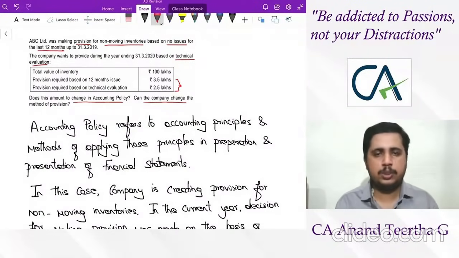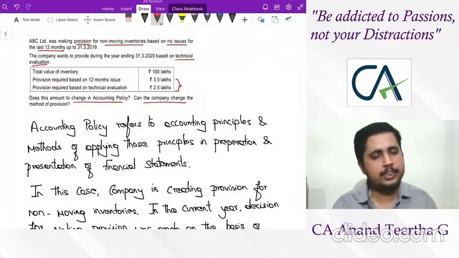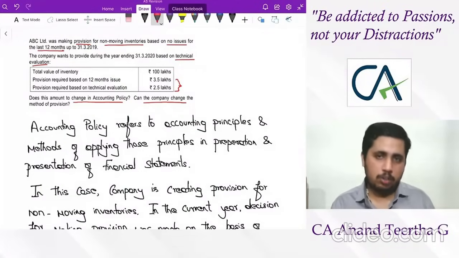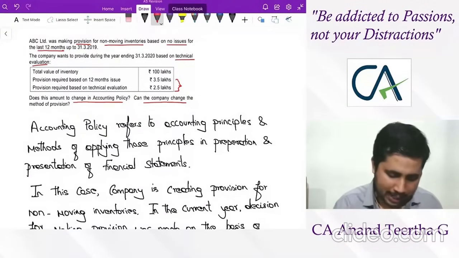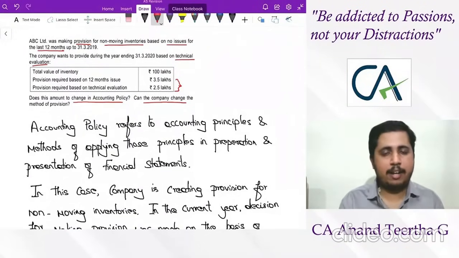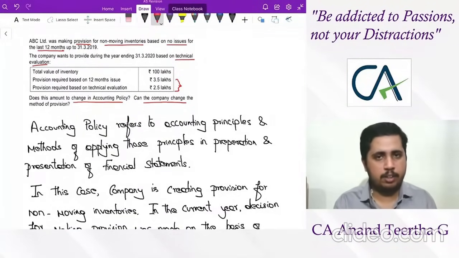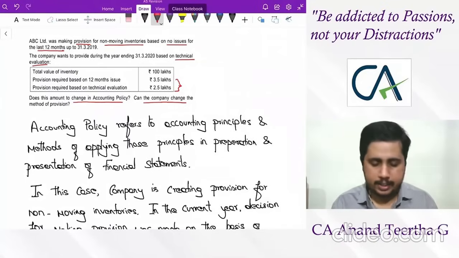Apply that statute, standard, better presentation points and move on. But if it is not so, then you have to think about some other alternatives. First, whether it is an accounting policy change or not. Now for that, try to understand. I will now try to tell you some logic on this. If you get the logic, then it's great.